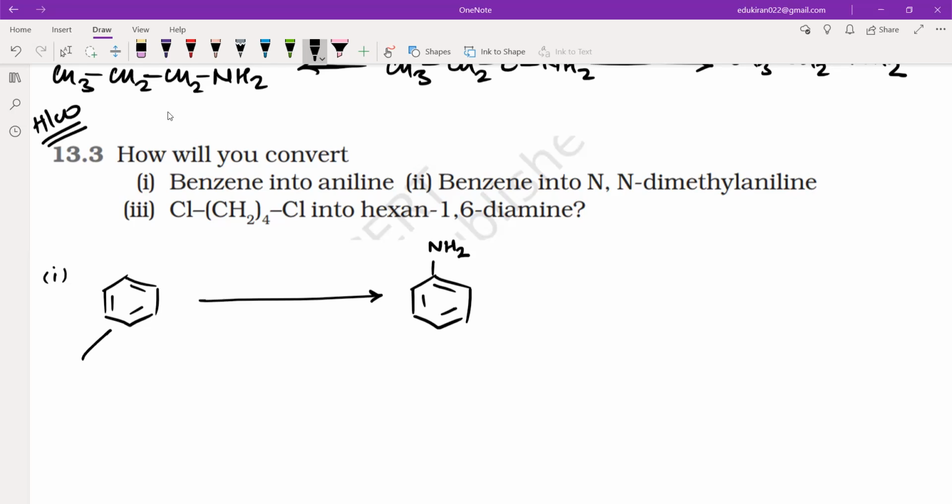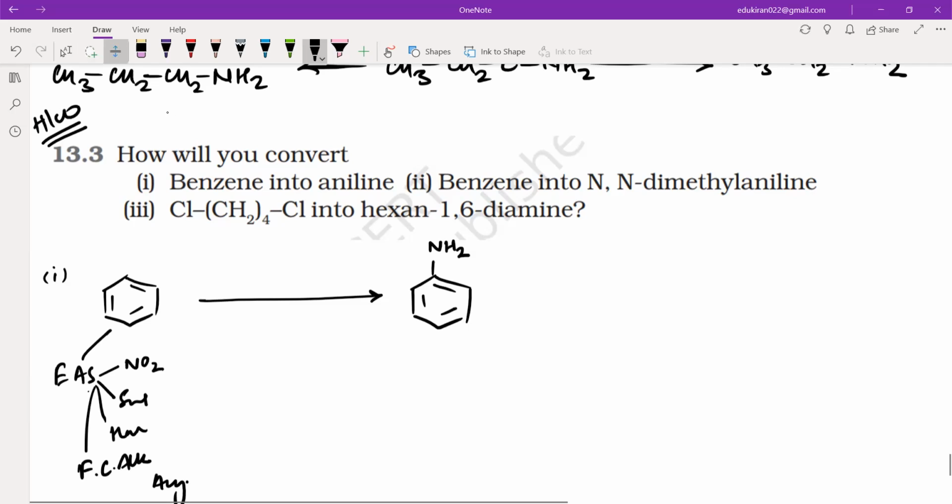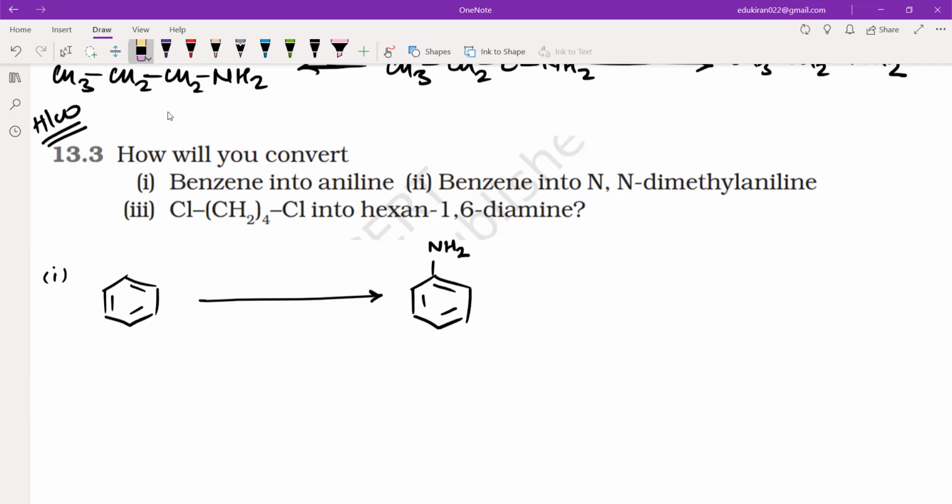Because we know that benzene gives some electrophilic aromatic substitution, right? You know that it will give you nitration. You know it will give you sulfonation. You know it can give you halogenation. It can give you Friedel-Crafts alkylation and also acylation, right? Yes or no? So whenever you have to do conversions, you have to know what are the reactions that benzene can give me, how the benzene will act as a reactant. So obviously there is no reaction that we know of that can directly give me an NH2 group in the benzene ring. Yes or no?